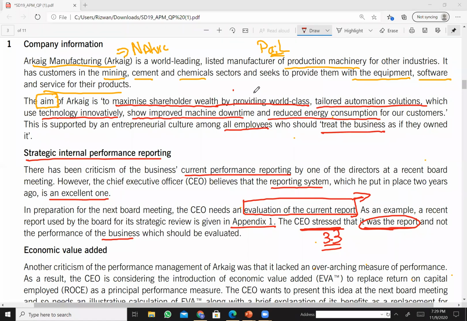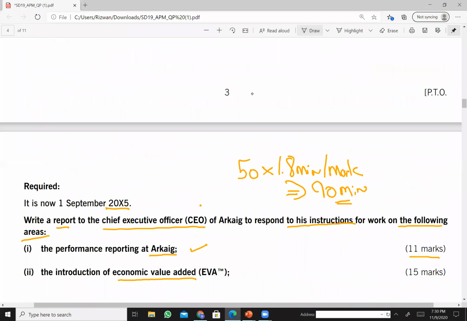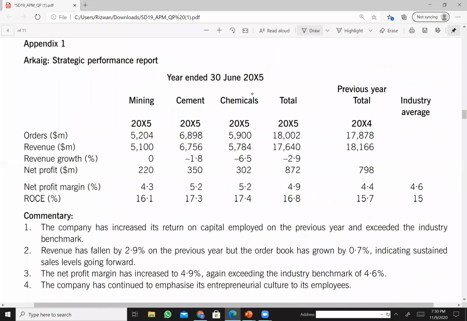Let's come on, guys. Let's refocus now. Having understood category 3.3, now let's not read further and let's stop here. Let's go to Appendix 1. So this is Appendix 1. Let's have a quick look at the information.